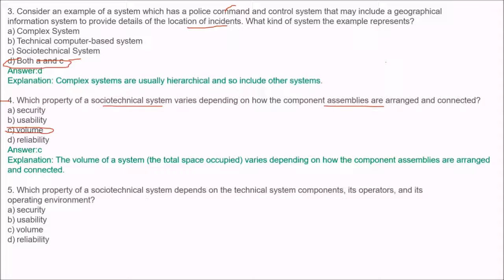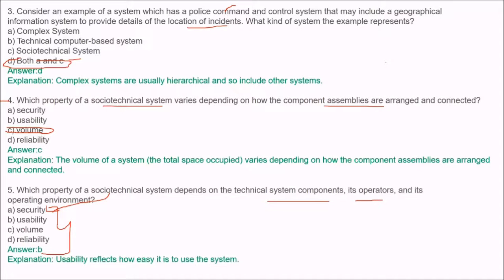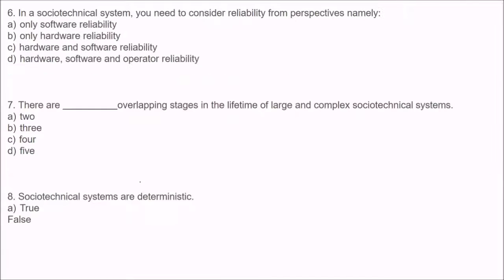Next is which property of a socio-technical system depends on the technical system components, its operators and its operating environment. Can you answer this? The answer is B, usability. Usability actually reflects how easy this system is to use.